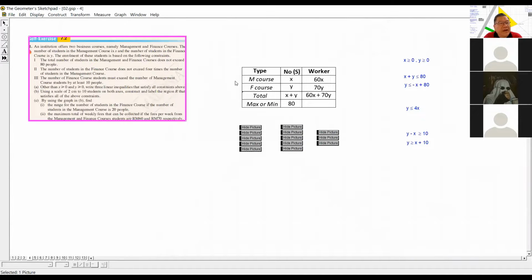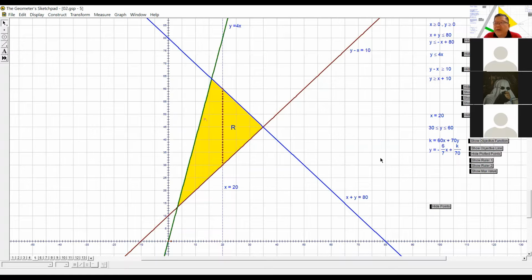What they say, the total fees collected is 60x plus 70y. So you look at this inequality here. I don't know how many students there are, that's why I cannot know exactly how much fees is collected. So I call the fees collected K. Can you see here? K equals 60x plus 70y. So this is the fees collected. The fees collected is K.